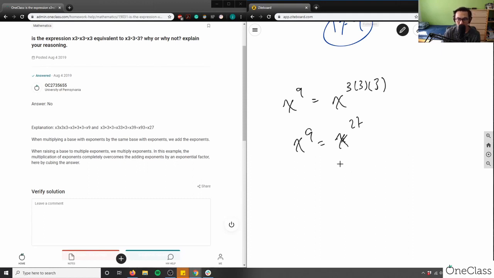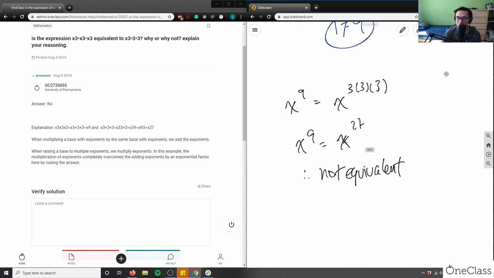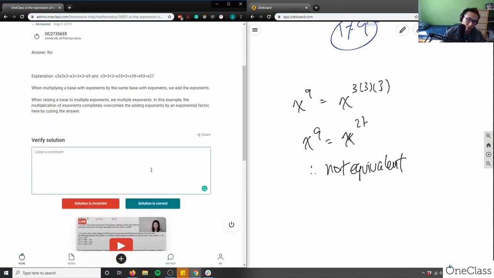If I subbed in 1, it would be equivalent, and 0 would be equivalent, but any other number would not be equivalent, right? So again, this is not equivalent to each other. So I think that's what the student probably thought. So I'm going to say that this solution is correct, but the formatting of the question is terrible. So I'm going to say good solution.